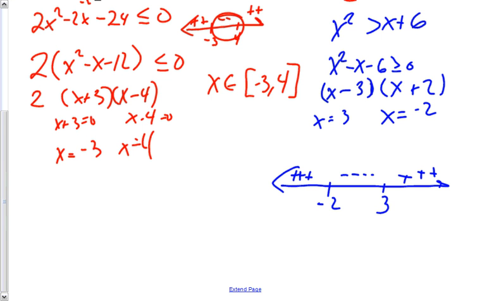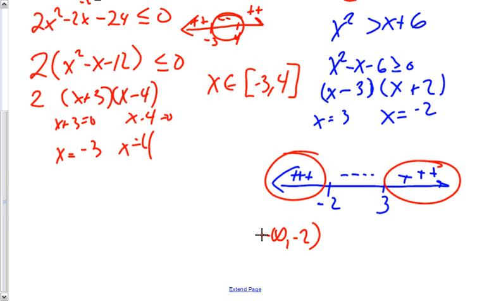If you look, it's greater. I need things that are above 0. So that's that region there and that region there. All right. If it can't equal to, can't be the roots, so it's going to be parentheses. So this region is from negative infinity to negative 2, all parentheses. This region is from 3 to infinity, all parentheses. Put them together, and that's our solution set. X has got to be in there.